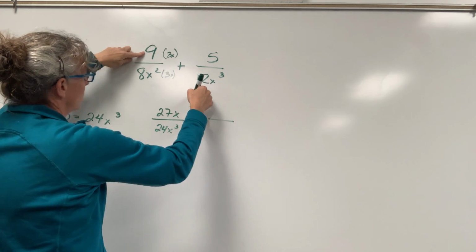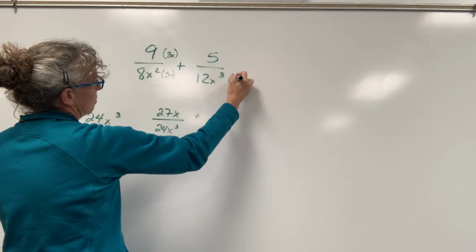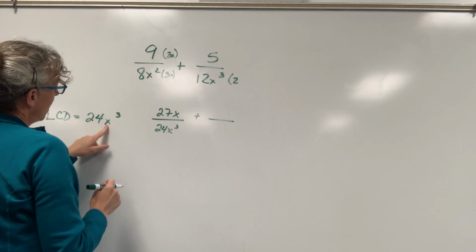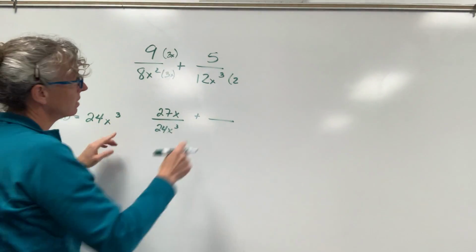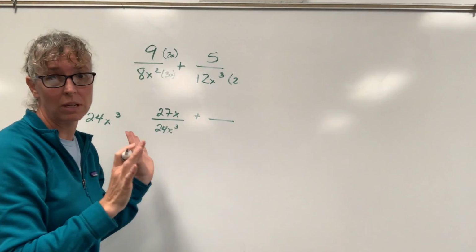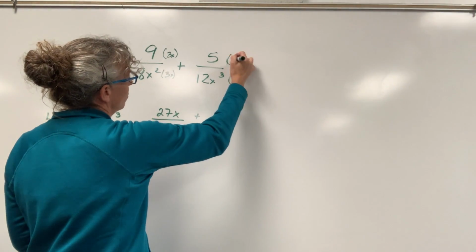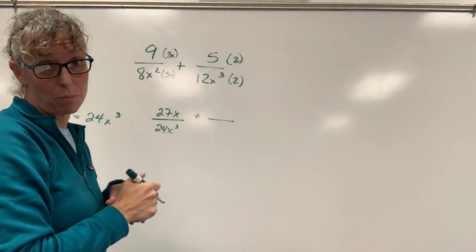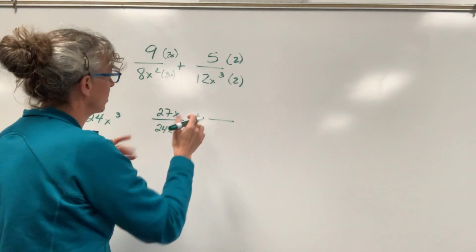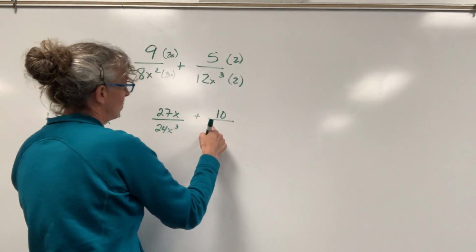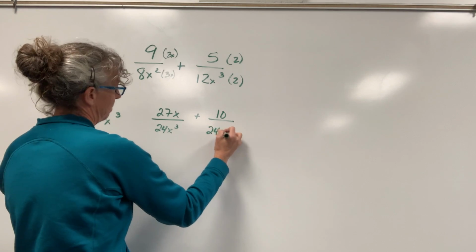Now let's change this one. The 12 would need to multiply by a 2. My common denominator has 3 x's, and this already has 3 x's, so we don't need to give it any more. So it's just a 2. Let's be fair and do it to the top one as well, just like we would with normal fractions. 5 times 2 is 10, and we put it over our common denominator.